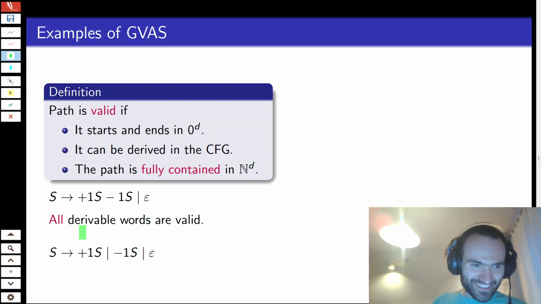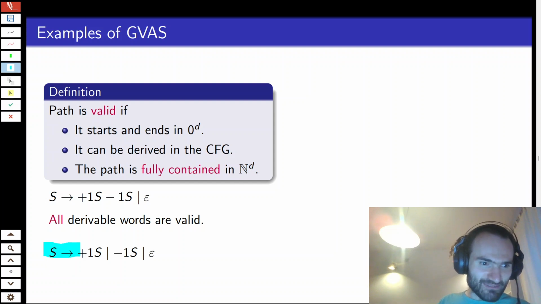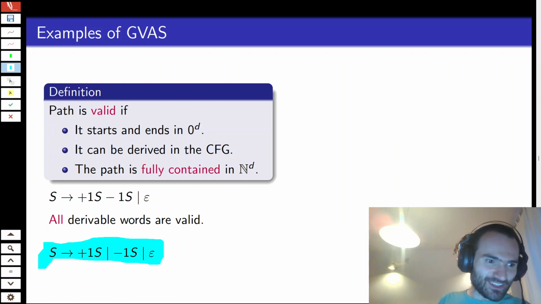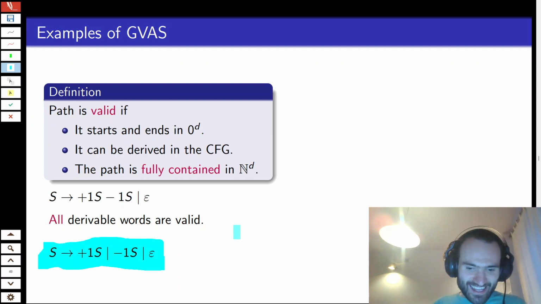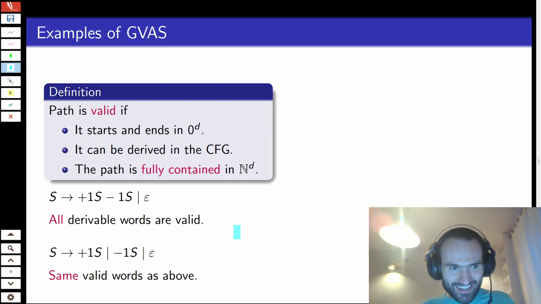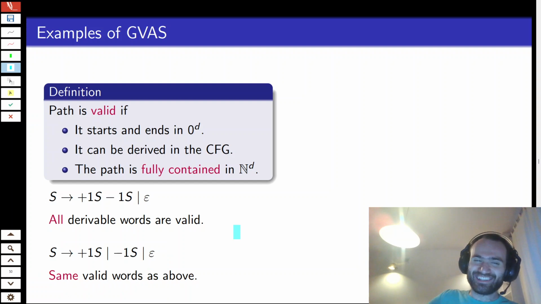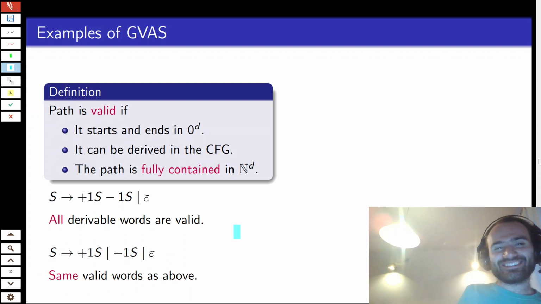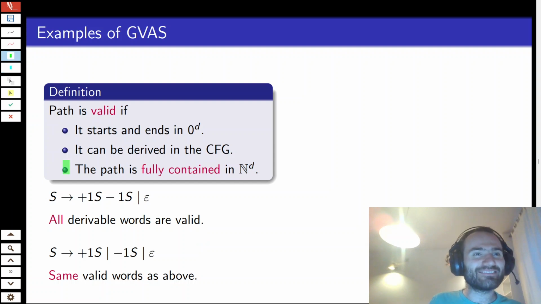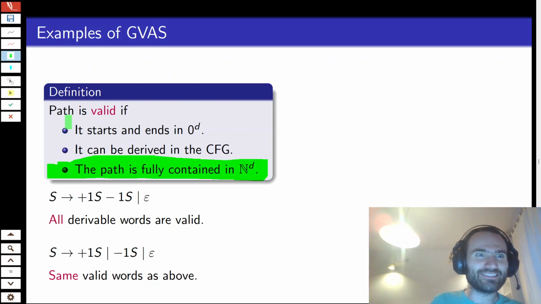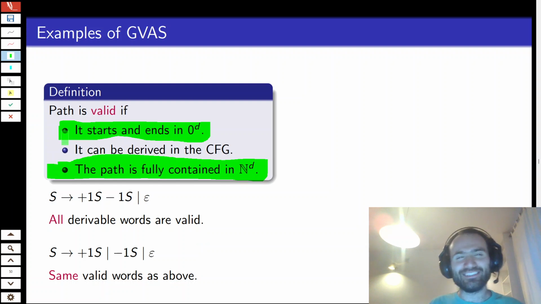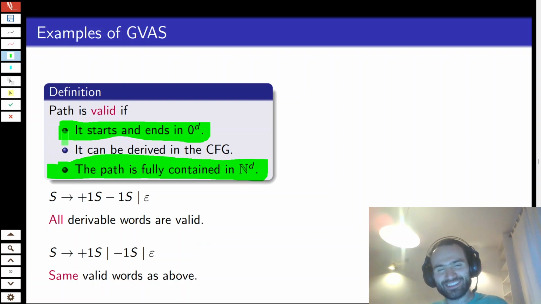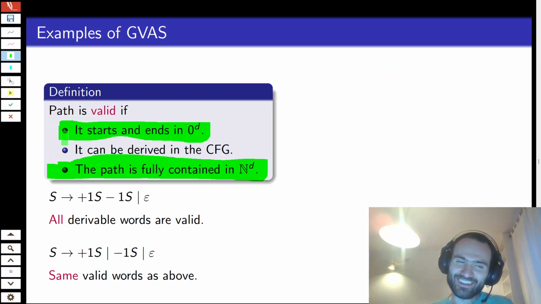But we can also have a different grammar. We could have this grammar. And now you might say this does something completely different. Actually it does not. This allows exactly the same words as above. The reason is that we have restriction 3 and restriction 1. And these are exactly the two restrictions that the bracketing language, the Dyck language, enforces. Accordingly, these two GVASs are actually equivalent.